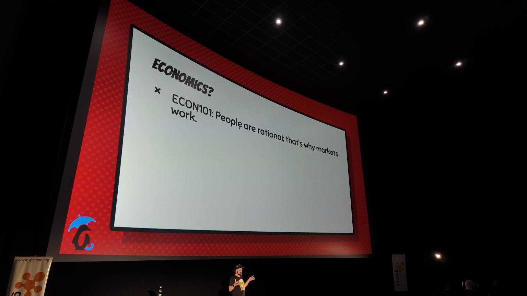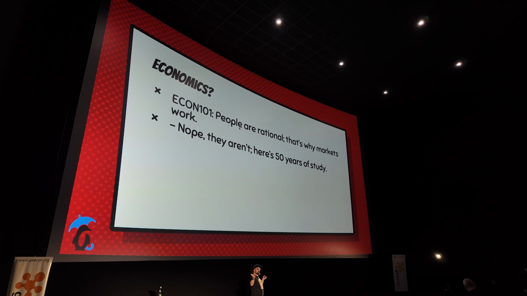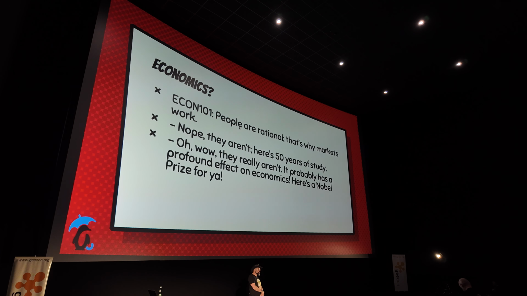People are rational. This is why markets work. We assume that people will look for buying a better product cheaper. They will prefer what they need to what they don't need, etc., etc. Now, Professor Kahneman proved definitively that people aren't rational. Here is 50 years of study that prove it once and for all. They are not rational. And then the economists go like, ooh, wow, they really aren't.